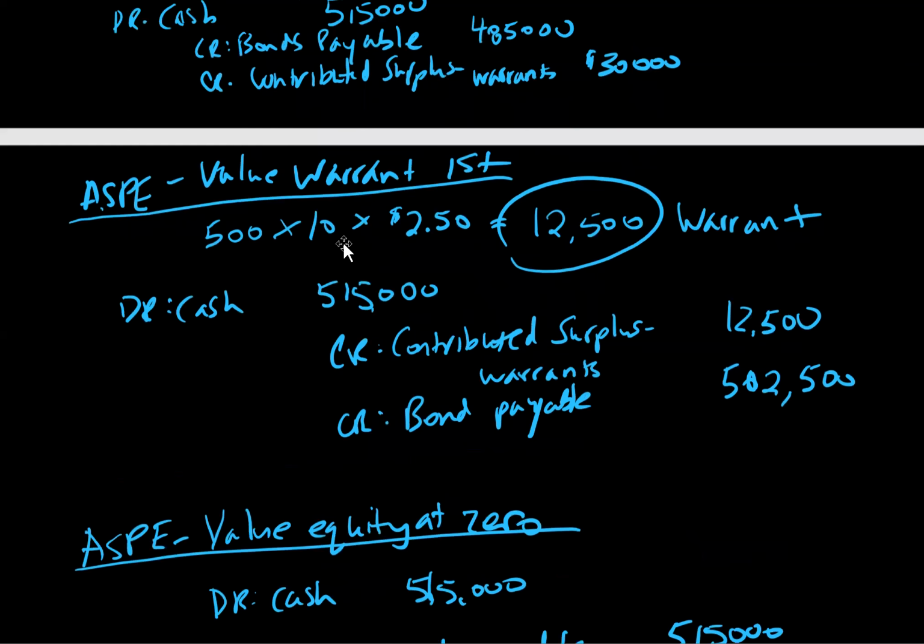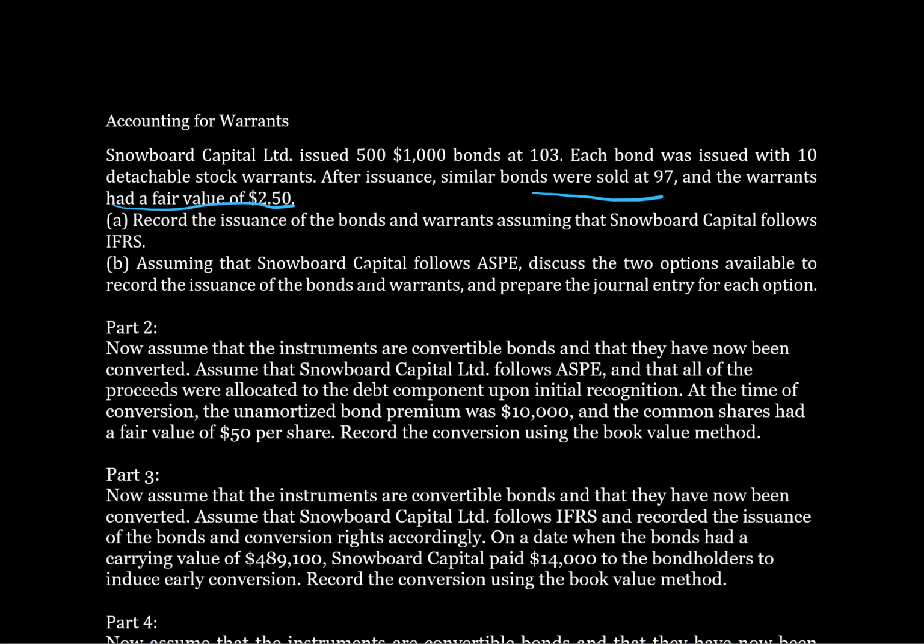All right, let's take a look back at the question. So we've done one and we've done two. So we finished part A. So now let's look at part 2. Assume that the instruments are convertible bonds and they have now been converted. Assume that Snowboard Capital follows ASPI and that all of the proceeds were allocated to the debt component upon initial recognition. At the time of conversion, the unamortized bond premium was $10,000 and the common shares had a fair value of $50 per share.